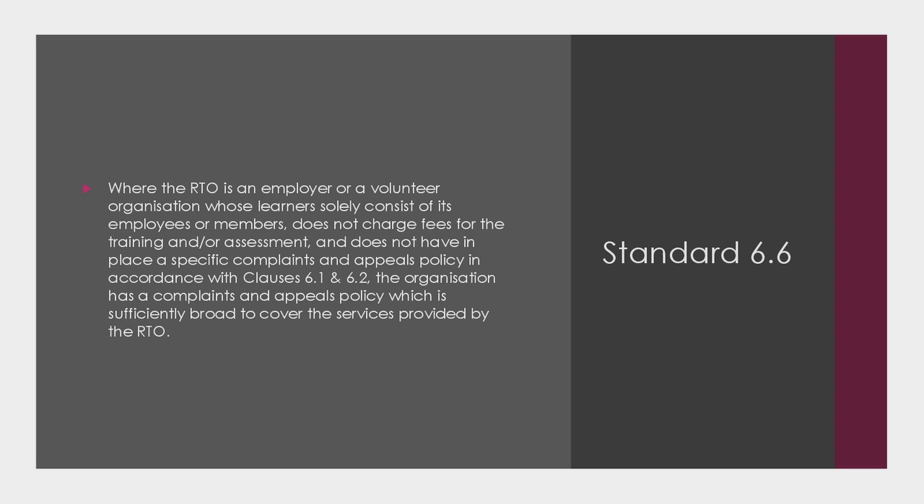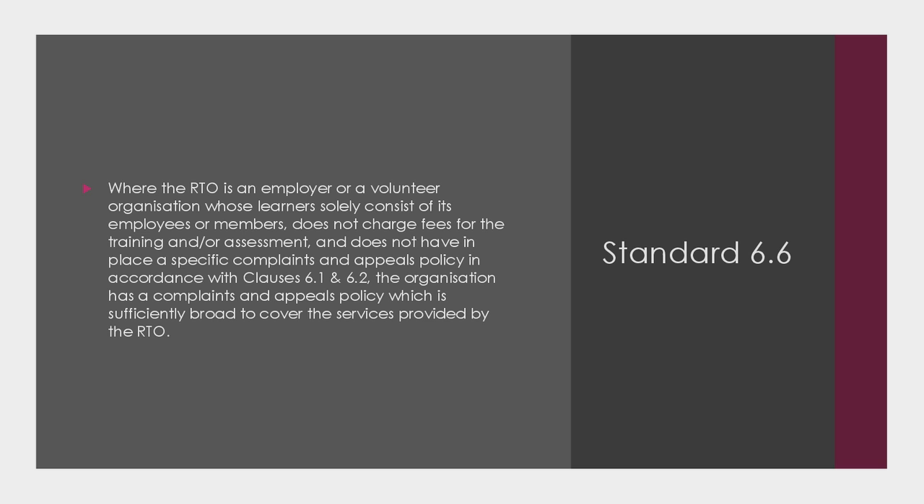Standard 6.6, this is pretty much if you're a volunteer or an employer organisation, you are also required to comply with the complaints and appeals policy and procedure, and that includes people who do not charge fees for their training and assessment and do not have in place a specific complaints and appeals policy in accordance with 6.1 and 6.2. So it can be that an employer or a volunteer organisation has their own internal complaints and appeals process in place, but they need to make sure that it complies with 6.1 and 6.2.